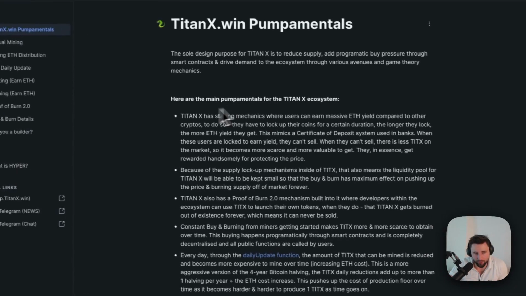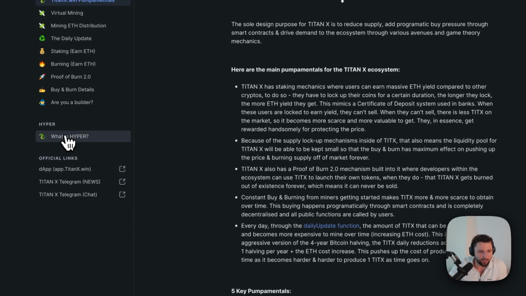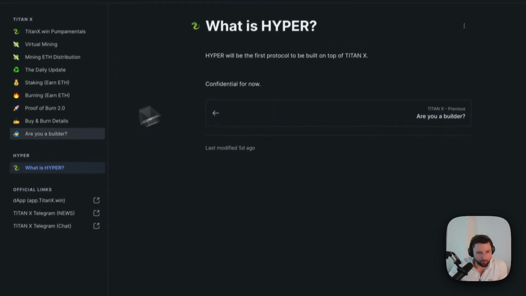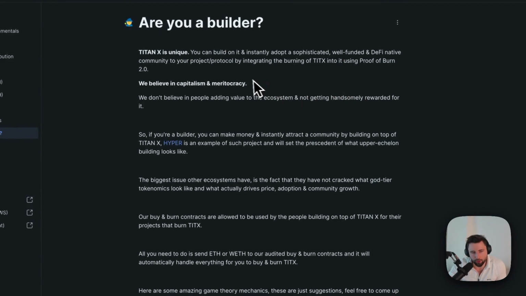And then Titanx Win fundamentals. Just read through this. This is just a high-level overview of how it's designed. And then Hyper, that will be released later on. Now we also have a buy and burn, are you a builder kind of page.